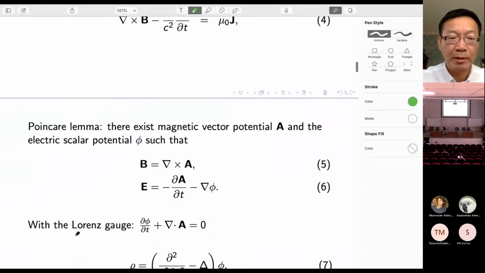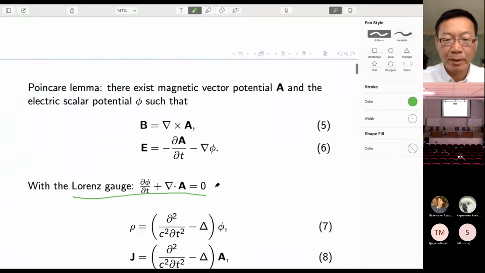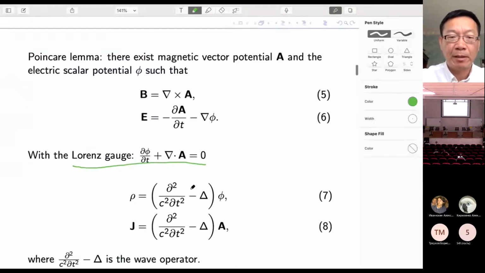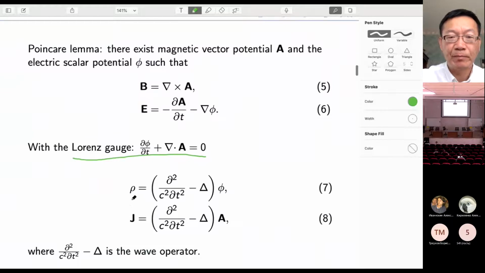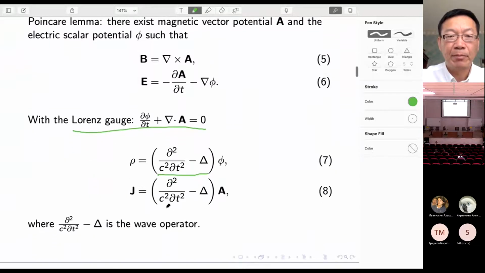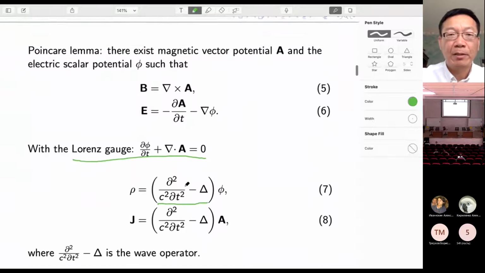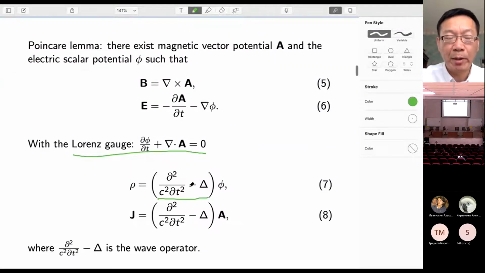And with the Lorentz gauge condition, it is a little bit of freedom I get from this setting. So this basically is the freedom I get by adding exact differential forms. Then I have the following situation. Okay, and here, this is the wave operator. So basically it says that the solutions to Maxwell equations are all waves.